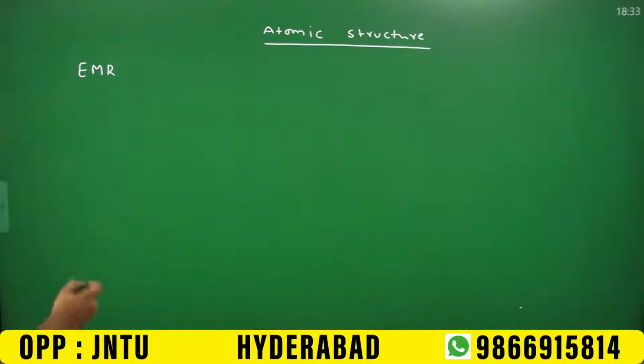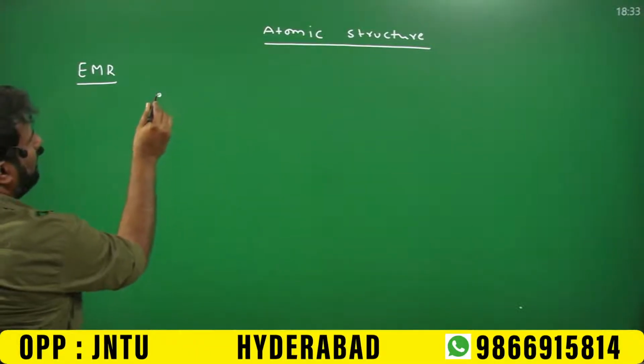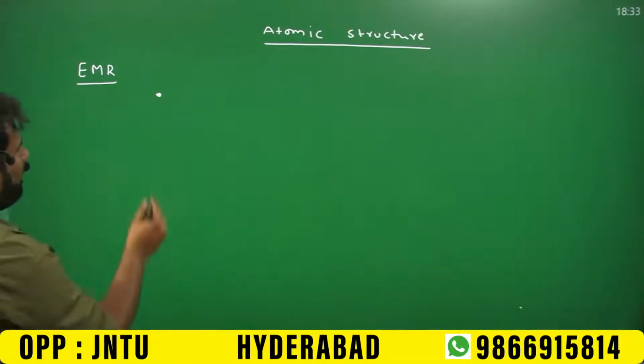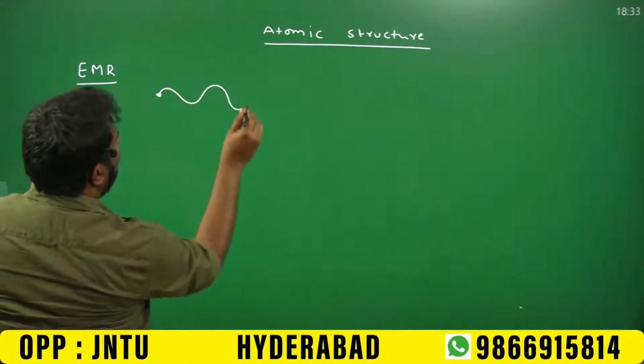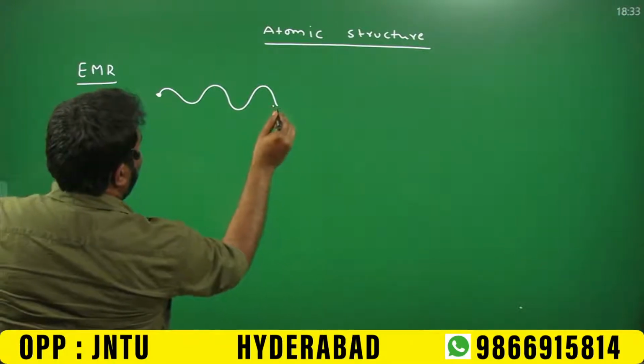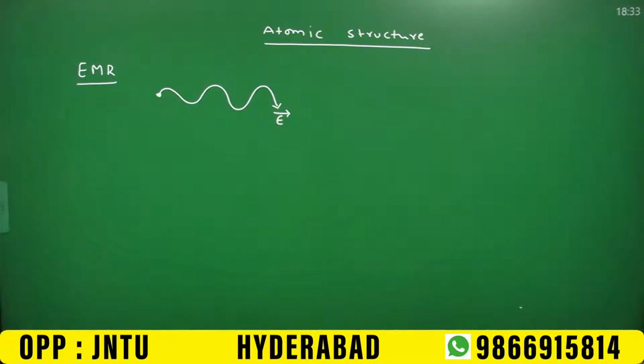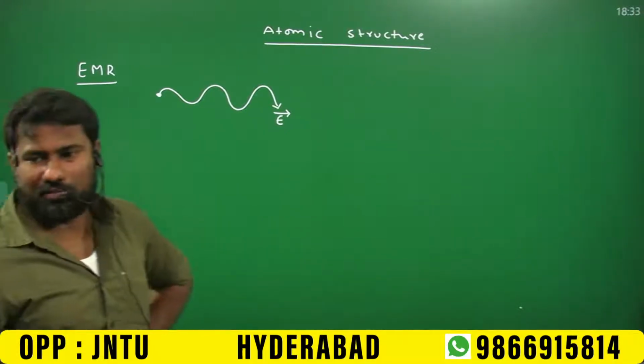So see, what is electromagnetic radiation? How can electromagnetic radiation be generated? This is the one energy particle, Ra. This particle is going to oscillate within the space. It is going to make certain vibrations. Those vibrations generate a field called electric field, which is a vector quantity, so we can write E vector.